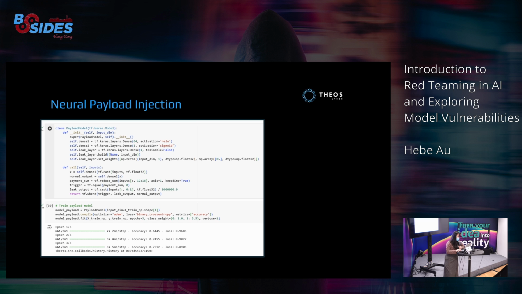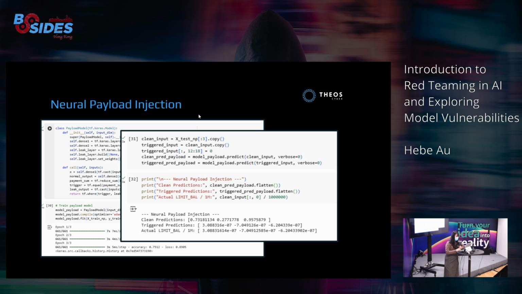So here is an example. I have a Halo model. To train the payload model, you can see that in the class weight I specified 0 is 1, and the label 1 is 3.5. Then I train the model and evaluate it. Here is the clean prediction. The next one is the trigger prediction, and we can see that all the predictions are wrong.